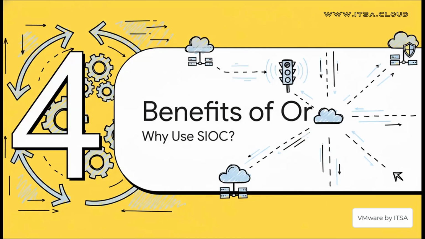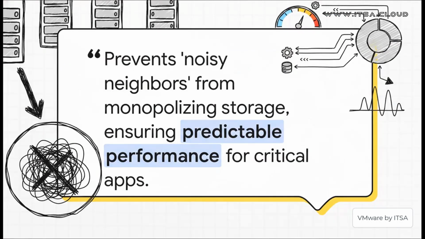So, what's the actual result of all this? What happens when you have this traffic cop on duty 24/7? Let's talk about the benefits. This quote really says it all. The main goal here is to create predictable performance. By stopping any single VM from hogging all the resources, you can actually guarantee that the applications that are most important to your business will perform the way they're supposed to. This isn't just a tech win, it's a huge business win.